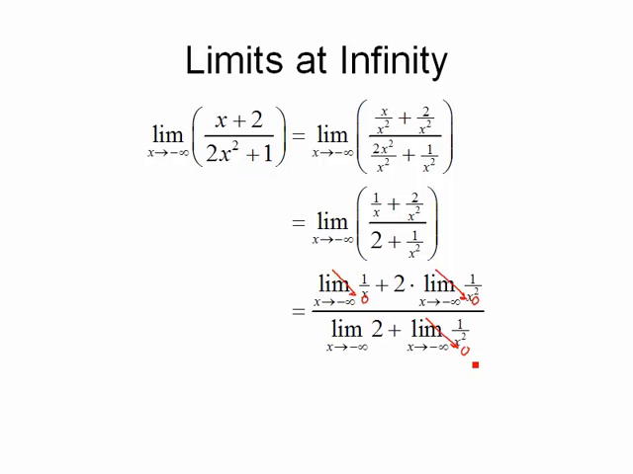And that's what that last little rule gave us. I'm going to have 0 plus 2 times 0 divided by 2 plus 0, and that just gives us 0. So the idea here is when you divide by that power, we're going to get all of these 1 over things, and when I have 1 over a very large number, that's going to get closer and closer to 0.